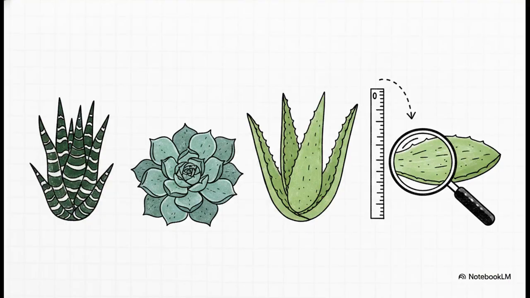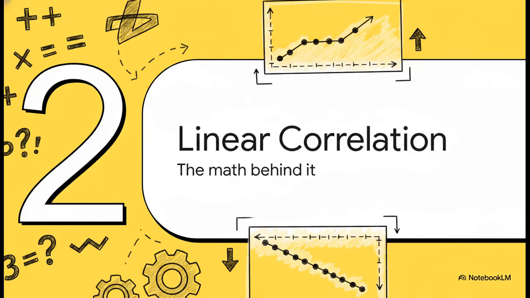We're going to look at physical measurements from a beautiful variety of succulents. Our dataset actually includes 7 different genuses, stuff like Haworthia, Echeveria, and Aloe. We want to see if the exact height of the plant can mathematically predict the size of its leaves. Moving right along to Section 2, understanding linear correlation, the math behind the relationship.